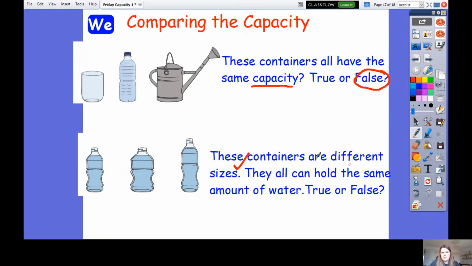They all can hold the same amount of water. Now they're different sizes. Can they all hold the same amount of water? Would this one hold the same amount as this one and this one? You don't think they can all hold the same amount of water? Absolutely, well done. If they are different capacities, they cannot all hold the same amount of water.